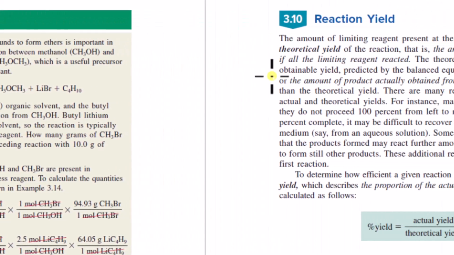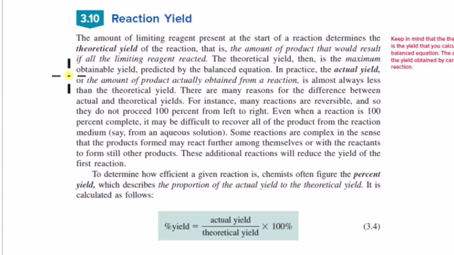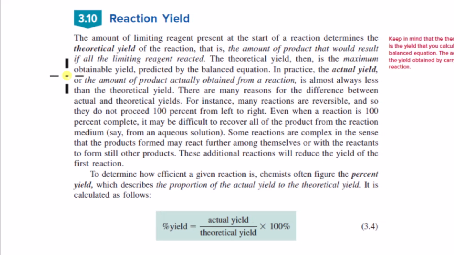Okay, and so what you can see is, in a lot of cases with chemical reactions, we're concerned about the yield of a certain product, right? In a lot of cases, we want to maximize the yield. We want to design the whole chemical reaction to where the yield of a certain product is maximized. So the amount of limiting reagent present at the start of a reaction determines the theoretical yield of the reaction.